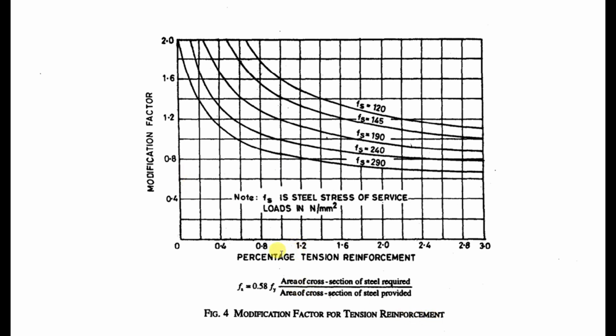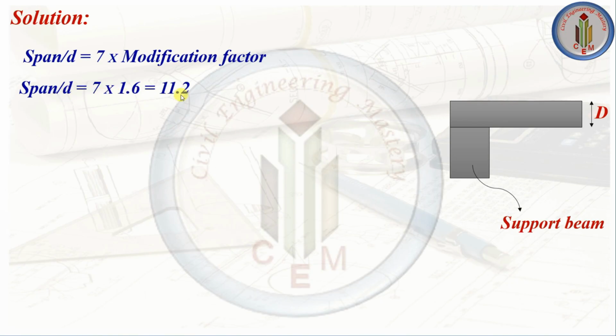Here we know the percentage of tension reinforcement, which we have assumed as 0.2, and our stress value is 240. By using these two values we can find the modification factor. So 0.2 comes here as the percentage, and if we go to 240, the modification factor comes to around 1.6. So let's take 1.6 as the modification factor and start the calculation. Span by depth is 11.2, as 7 multiplied by 1.6 gives 11.2. We know the span is 1370, which is 4 feet 6 inches. From this we can find the effective depth.